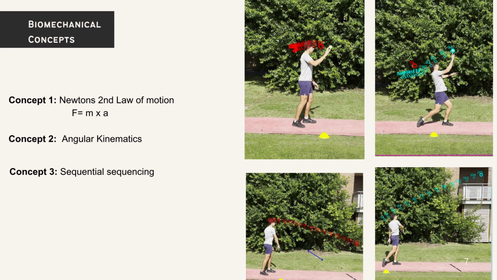Now the third concept would be sequential sequencing. Sequential sequencing was impacted by this performance because greater momentum was transferred through the body, starting from the leg, then to the rotation of the trunk, and continuing to the participant's elbow extension, and finally to the small muscles of the forearm. And that's when you release, and all of his force and momentum get transferred to the ball, which helped to produce a greater velocity, which impacted the release velocity.